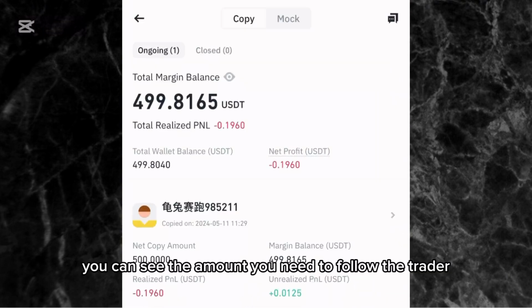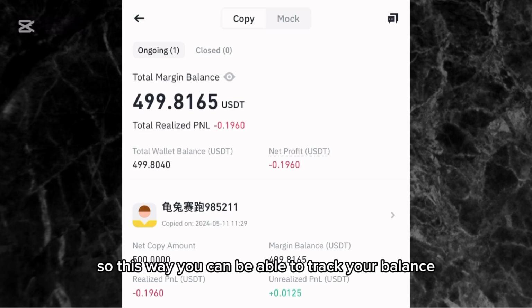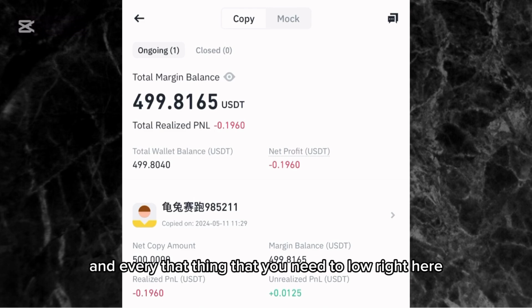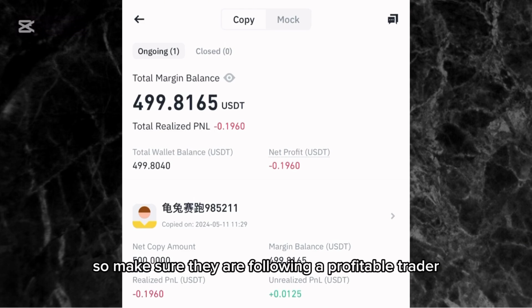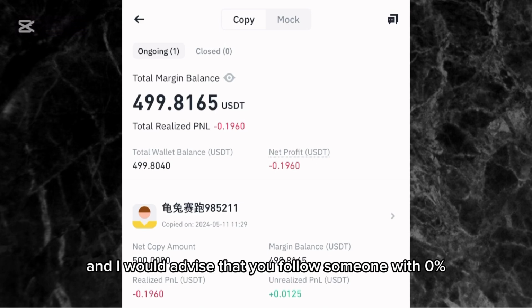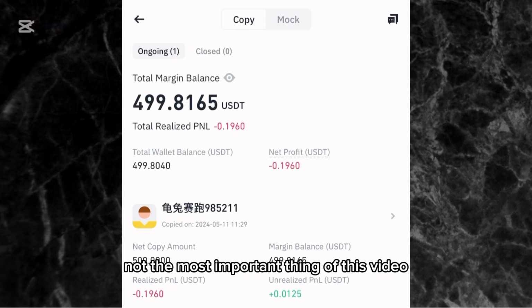So you can see this is where you can see the amount you're using to follow the trader. This is where you can track your balance. This is where you can track your profits, your loss, and every other thing that you need to know. So make sure that you are following a profitable trader, and I would advise that you follow someone with 0% maximum drawdown. That's also very important.